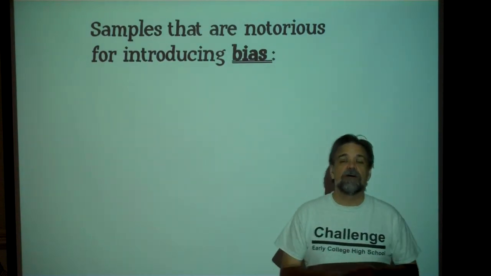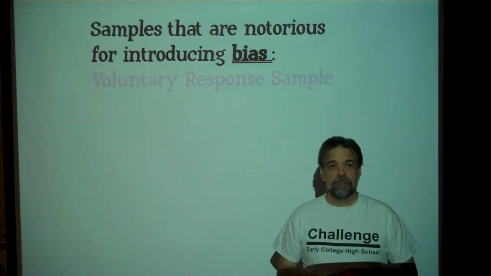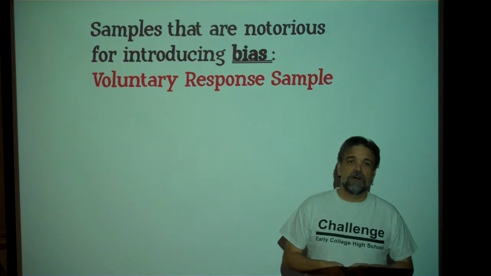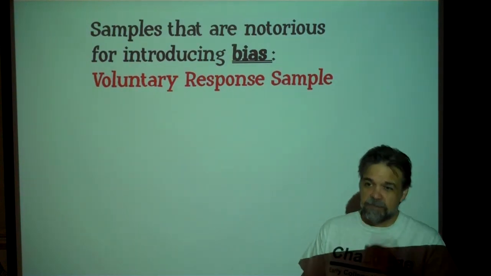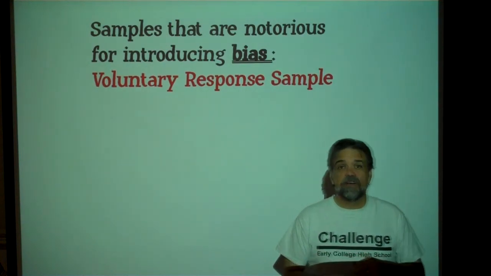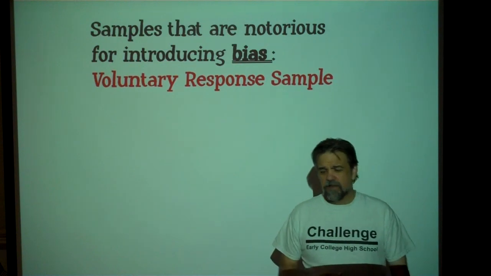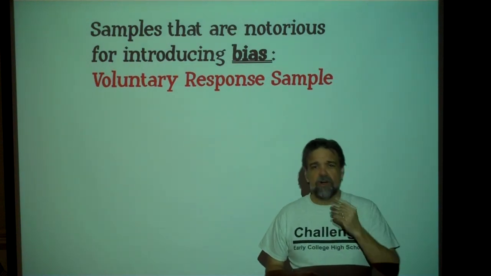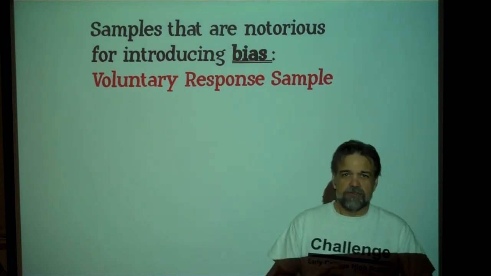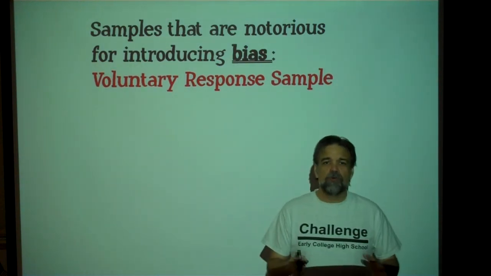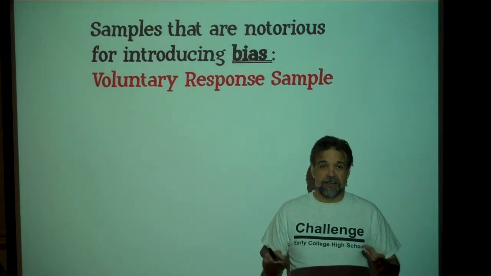All right? Now, let's look at some samples that are notoriously biased. First off, the voluntary response sample. That's when the person on the news asks people to call in and say, give us your opinion about so-and-so. Those things are terrible, all right? It's just a horrible way. And they'll even say, well, it's non-scientific. It's not just non-scientific. It's bad, okay?